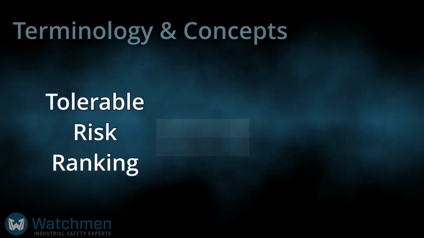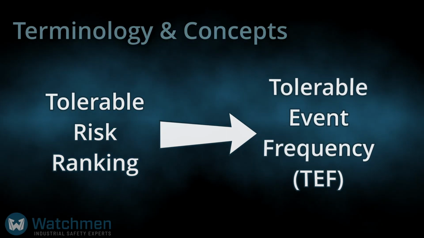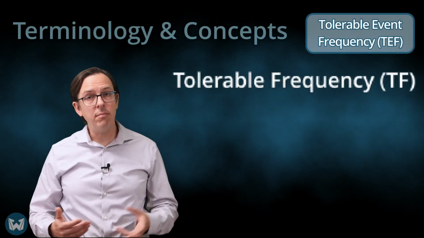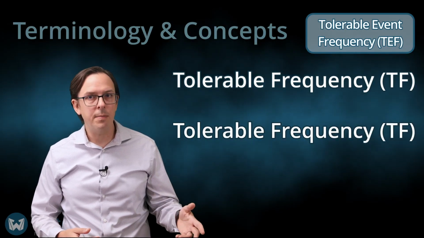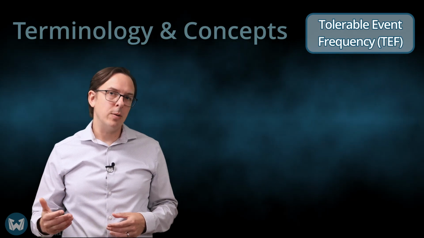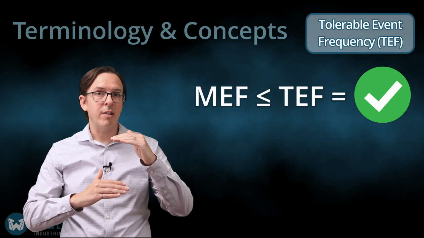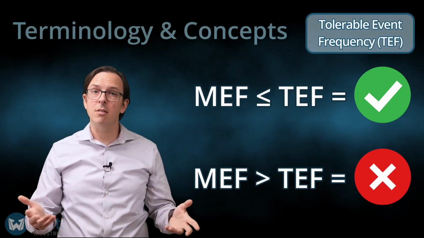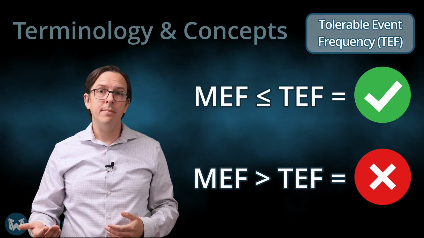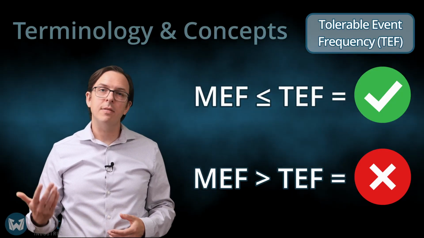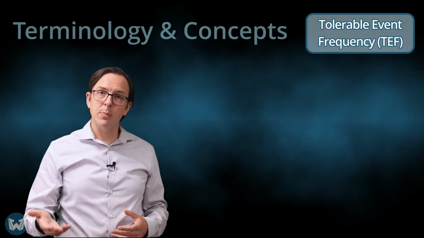Tolerable risk ranking is replaced by tolerable event frequency, or TEF. Also known as tolerable frequency, TF, or target mitigated event likelihood, TMEL, the mitigated event frequency needs to be the same as or less than the tolerable event frequency in order to be considered tolerable. The TEF is set by the operating company and is dependent on the severity of the scenario in question.